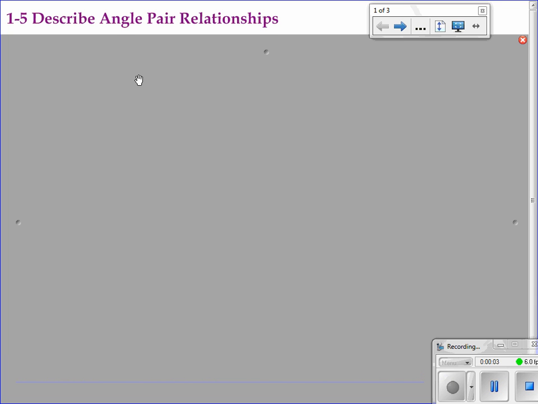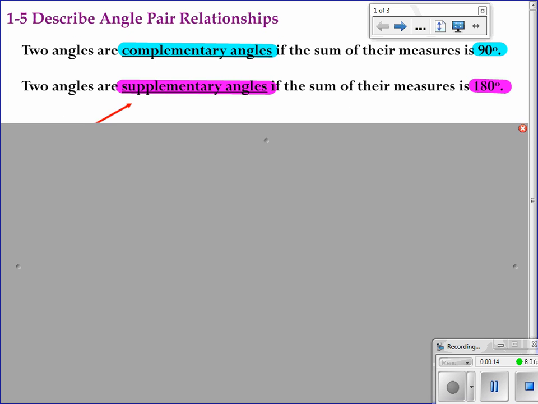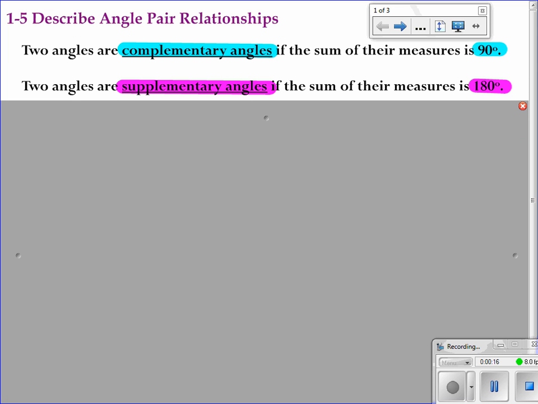So in the last section, we were looking at angles. Remember, we were using our protractor, measuring angles, all that. We're still looking at angles in this section. We're looking at a few vocab words, complementary and supplementary.